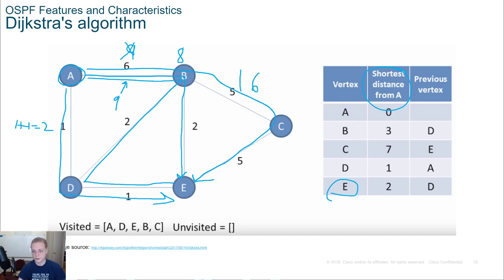So OSPF is going to calculate all of these and put them into its link state database, but it's actually only going to use this link, this 2, to actually put in the routing table. It's our shortest distance, right? Our shortest path first.